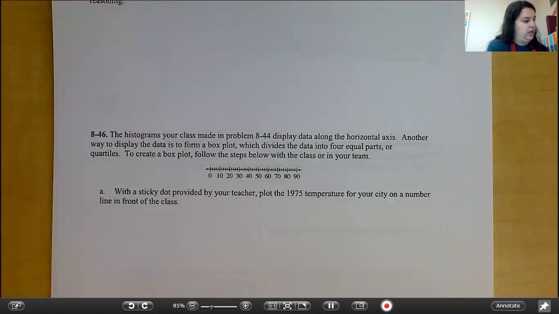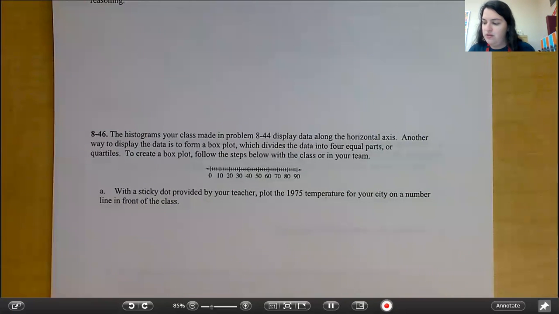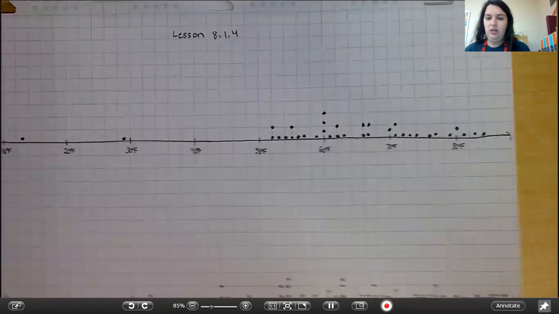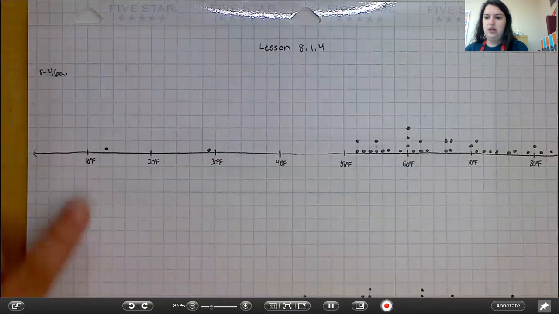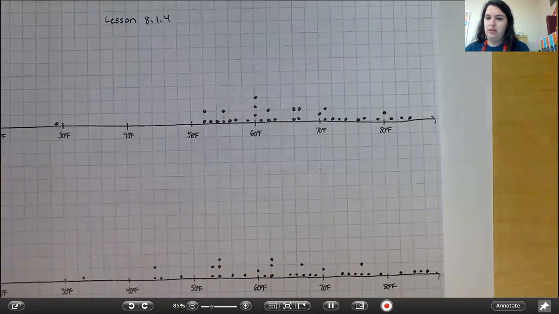But we are going to work on making a box plot. It says, with a sticky dot provided by your teacher, plot 1975 temperature for your city on a number line in front of the class. If you're not in class and we can't do this, then you need to make a number line, like so. I go from 10 degrees all the way up to over 80, basically to 90. I counted by 2, so each line is 2.